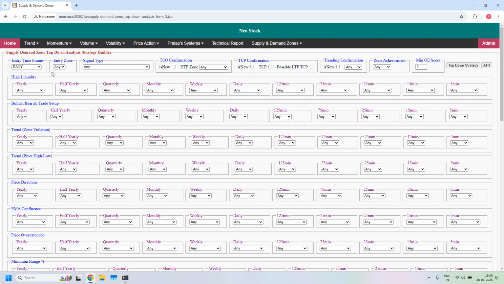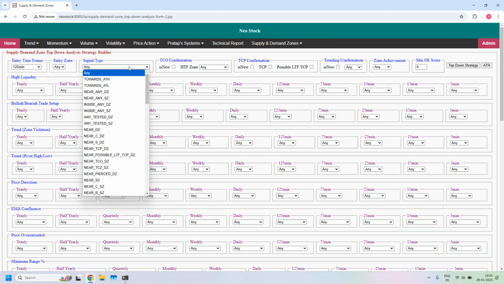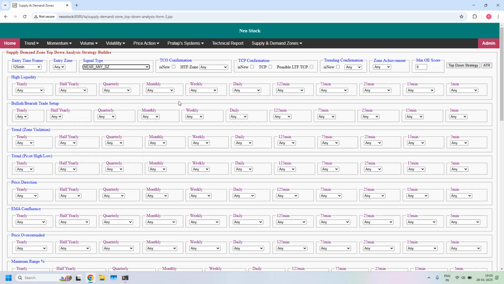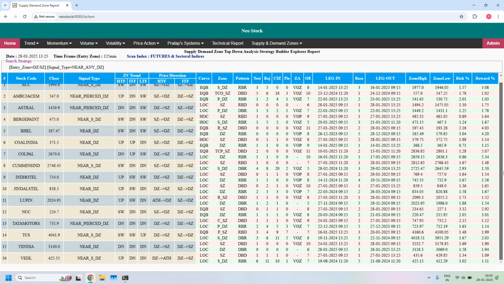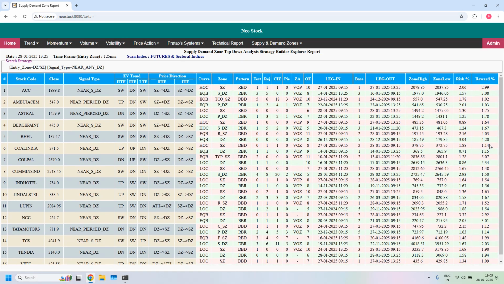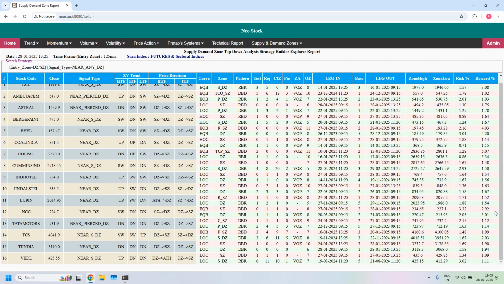Next time frame is 125 minutes. Stocks near the 125 minutes demand zone: we got 16 stocks. These are the first 15 stocks in the list. I am scrolling the list down. So a total of 16 stocks are filtered.